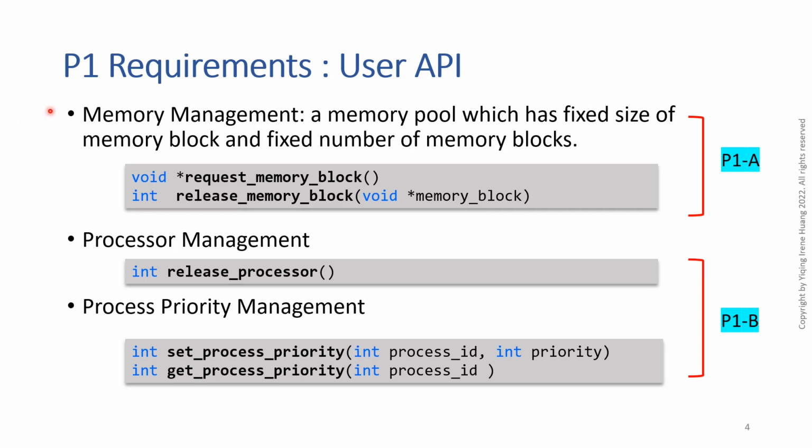So from a software developer's point of view, the P1 requirement is to write a couple of functions, or what we call user API, or more specifically, system calls. The first set of system calls is memory management related, so we have a system call to get a memory block, and we have a system call to release a piece of memory. And you can see this is very similar to malloc and free, with the exception that we don't specify the size of the memory, because every time we request, it's always a fixed size, the same size. This simplifies people's life. So this is Part A of P1.